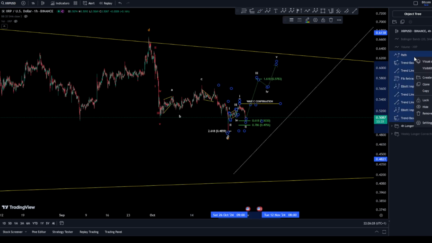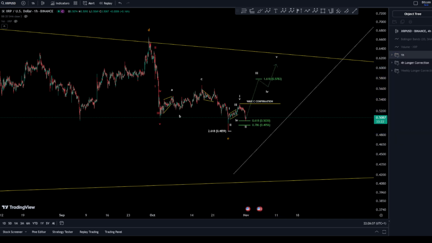It's nice to see some movement in XRP. I don't like to count the choppy waves most of the time in XRP, so we're going to keep this as a 1-hour chart. We go back for it next time.